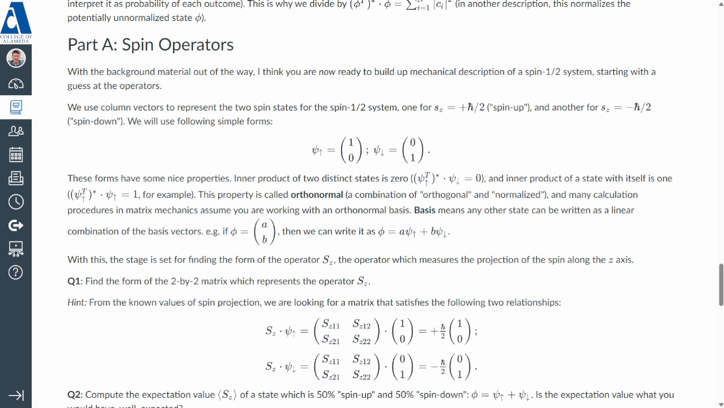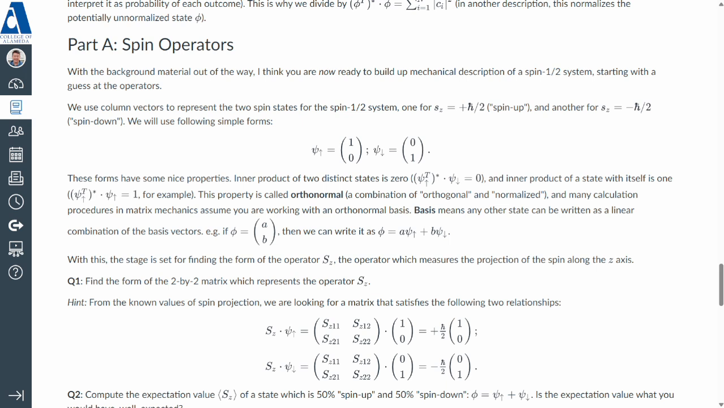This property is called orthonormal, a combination of orthogonal and normalized. And many calculation procedures in matrix mechanics assume you are working with an orthonormal basis. Basis means any other state can be written as a linear combination of these basis vectors.